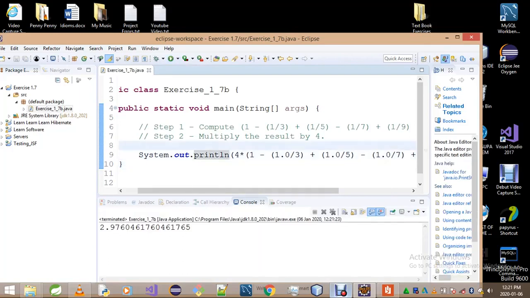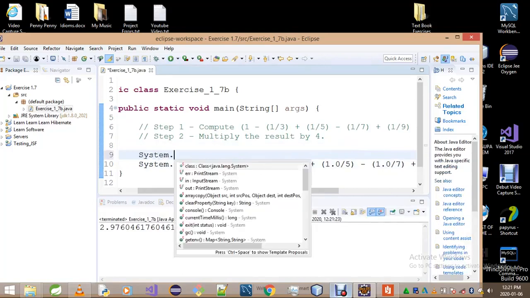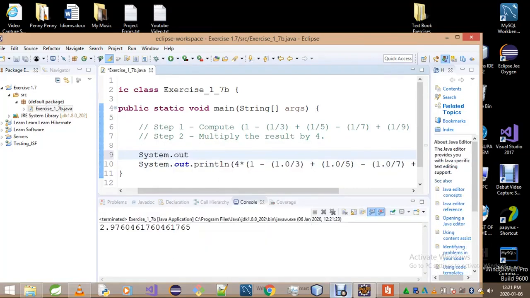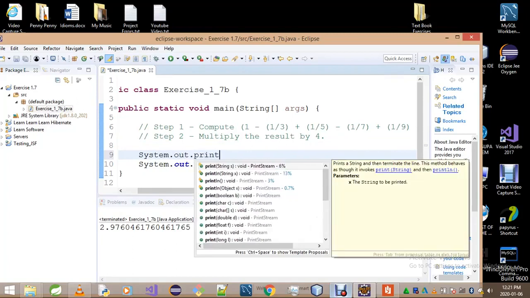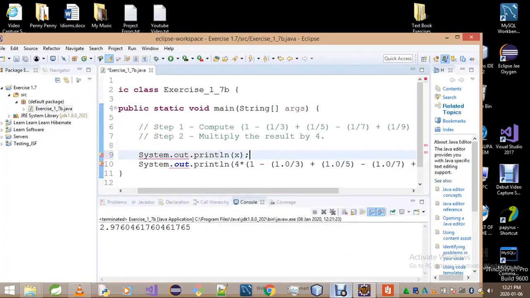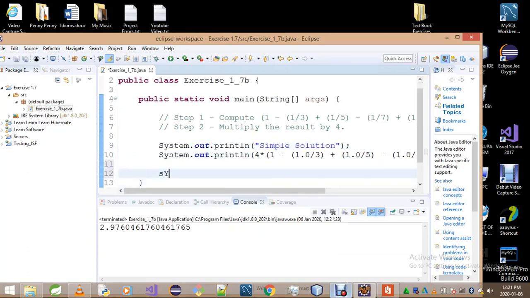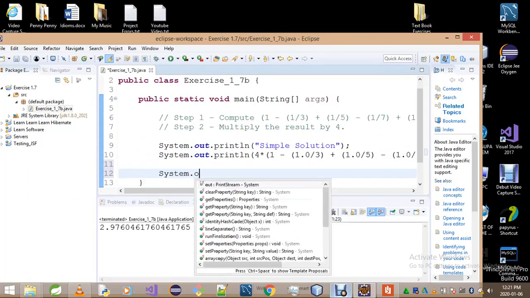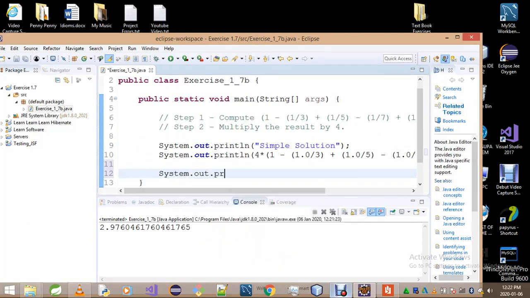Okay, for readability, let me do this. Again, guys, we were not asked to put this, but I am gonna put it so that you guys will be able to read this properly. Simple solution. Let's just go System.out.println. Let me just go: better solution.